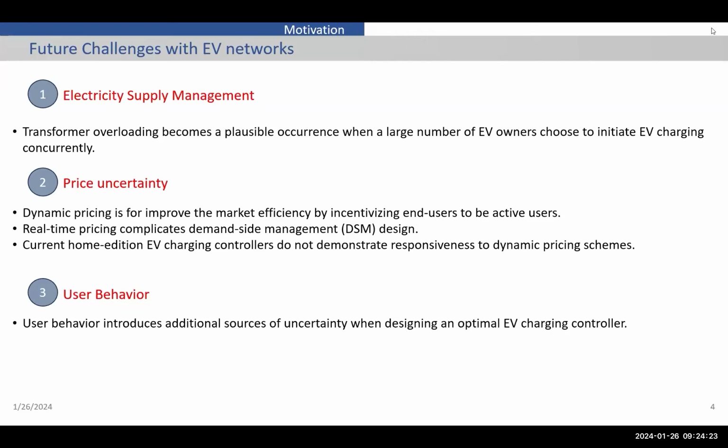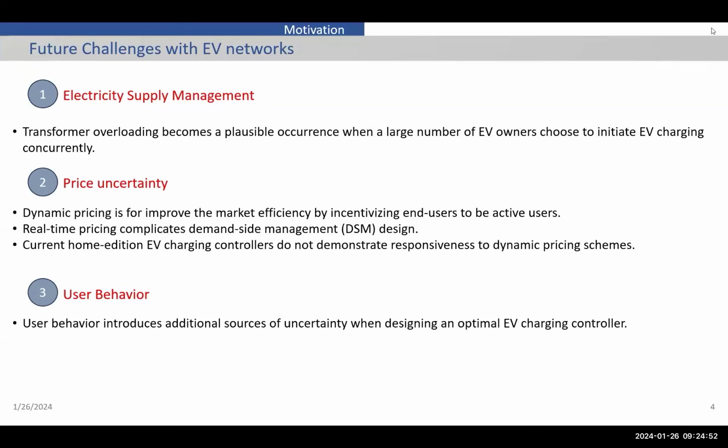The other one is the price uncertainty. The price scheme is going to change in the power system area. In the modern smart grid, the price is going to change from a static price to a dynamic price, or even a real-time price. And that would be challenging because right now the current EV charging controllers cannot work with a dynamic price. They can just work with a predefined price.